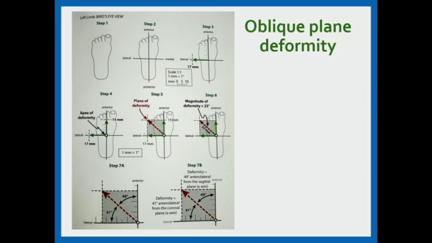Lastly, I would just like to mention the oblique plane deformity. So if a child, for example, fractures a tibia, he's not going to fracture it in the sagittal or the frontal plane. So the deformity that develops may not be in the sagittal or frontal plane. So what you do in that case is you take an AP X-ray, you measure the amount of deformity, you take a lateral X-ray, you measure the amount of deformity, and then you plot it on this particular graph. So the scale is always 1:1. So 1 millimeter is equal to 1 degree of deformity.